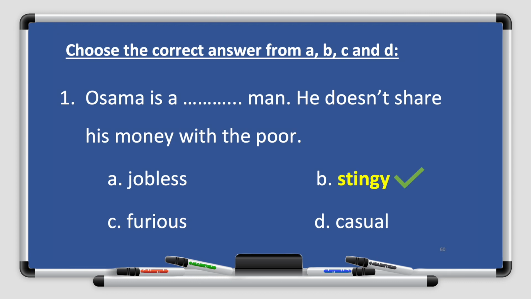Great job! The right answer is stingy. Osama is a stingy man. That's why he doesn't share his money with the poor.